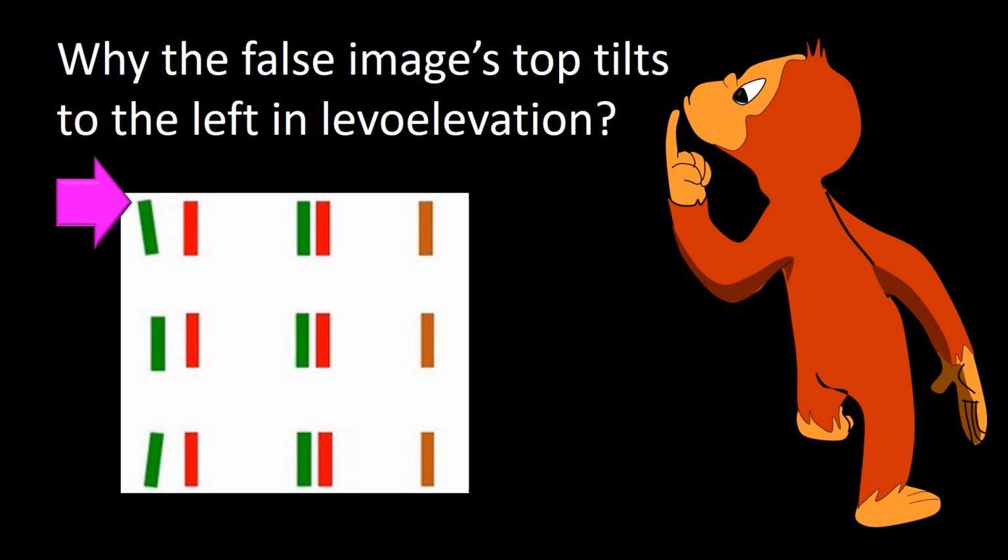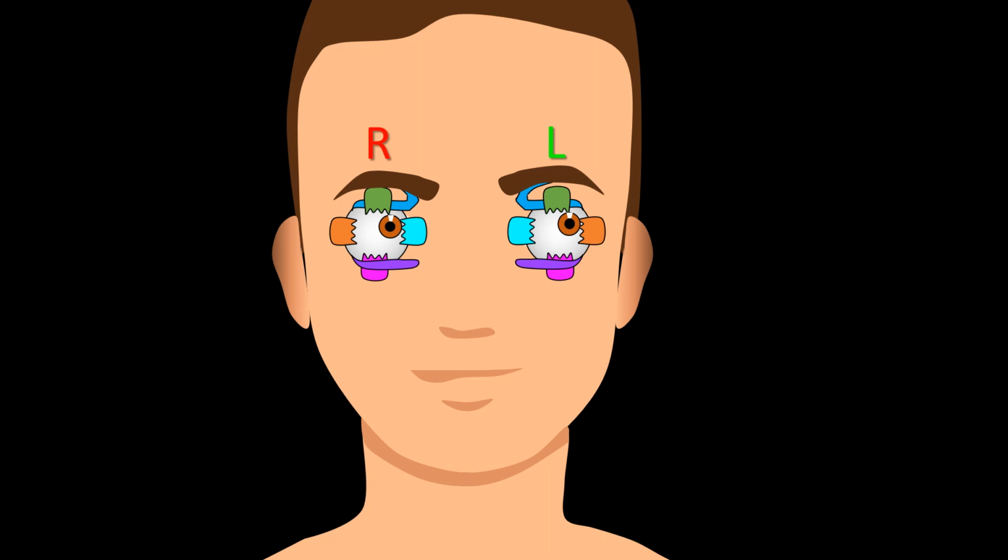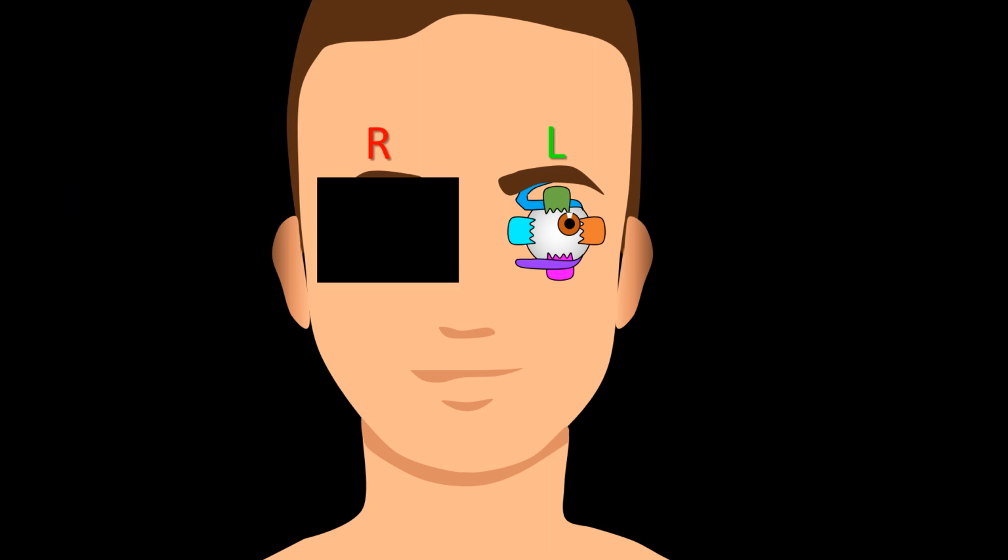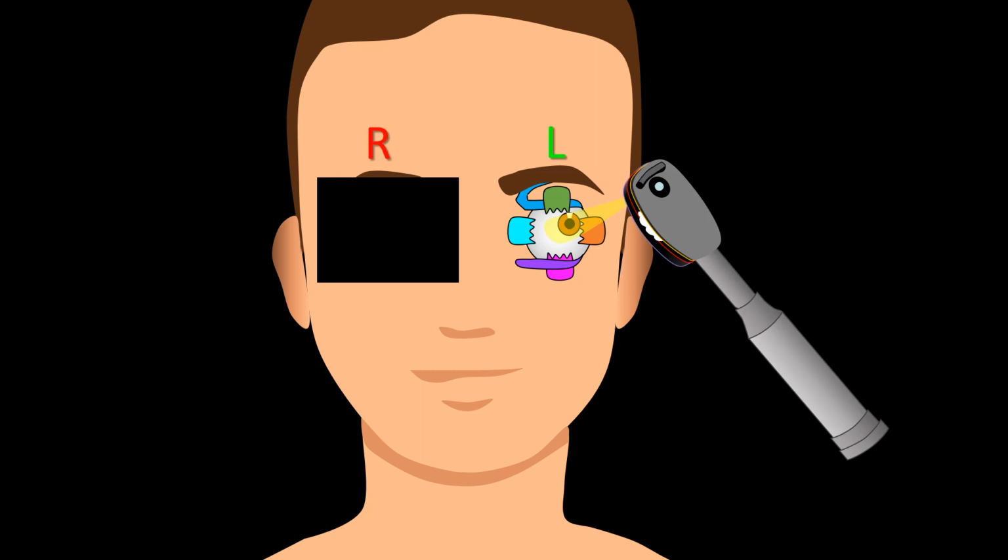The fourth question is why top tilts to the left in level elevation. Let's start with a normal patient in level elevation, with the right eye covered. Looking at the left fundus of such a patient, we see the retina, and in it we will see that the fovea is at about the same horizontal plane as the center of the disc. In this frame, I have introduced some anterior eye segments components, the pupil, the iris. Now added the green crystal of the goggle over it, the right eye being covered.